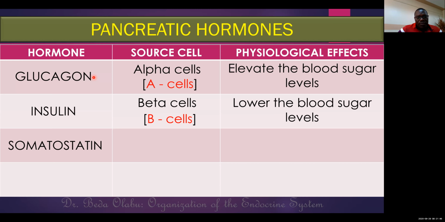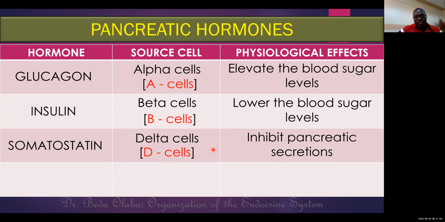Somatostatin is a third hormone. This hormone is the one secreted by the delta cells, which can also be called the D cells. You notice that we don't have C. The somatostatin hormone inhibits the secretions from the pancreas. These secretions can either be endocrine secretions, but most of the time, it will be the exocrine secretions. So somatostatin will inhibit secretion of pancreatic juice.